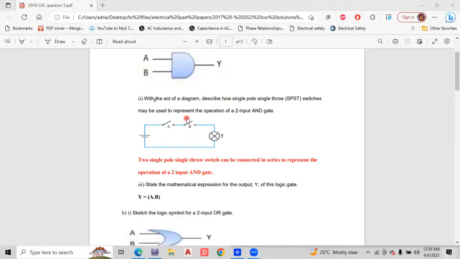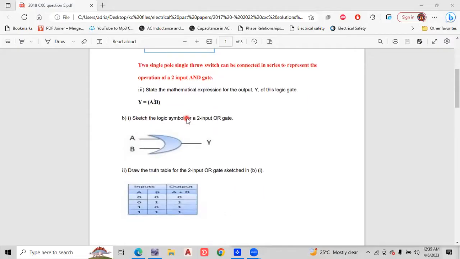All right, so let's move on to part B now. It's part 1 of B. It says, sketch the logic symbol for a 2-input OR gate. So this is the symbol for a 2-input OR gate. And the mathematical operation for the OR gate is addition. So in order to get the output Y, you will have to add A and B together. All right, so that's it for part 1 of B.